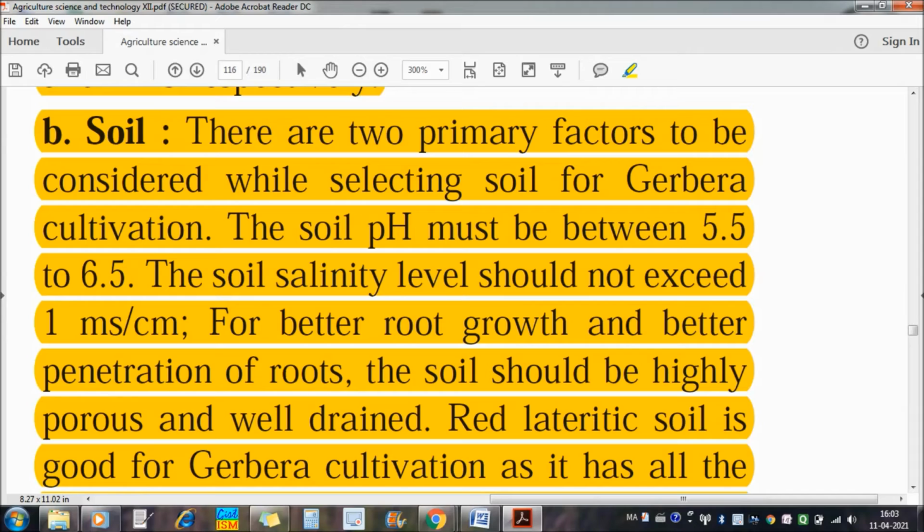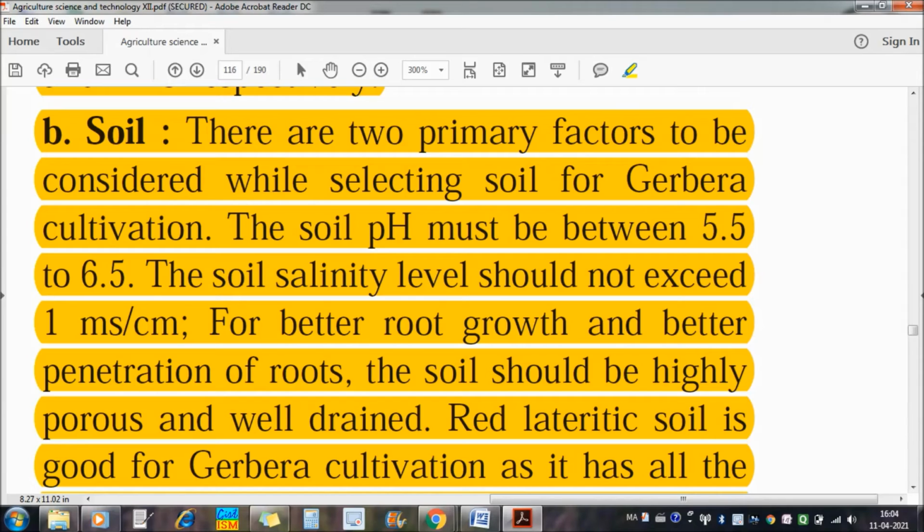Soil should be porous and well drained for easy penetration of roots. So red lateritic soil is good for gerbera. We are considering gerbera only. We know that lateritic soil has good ventilation and good drainage capacity, water holding capacity is less, porousness is more, and fertility is moderate. So this condition is good for gerbera cultivation.